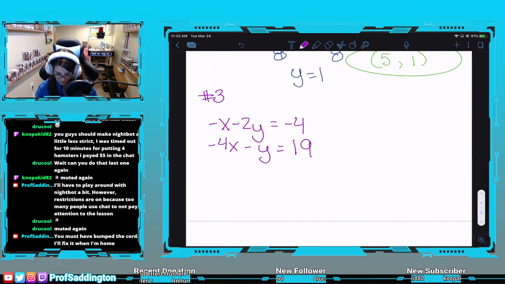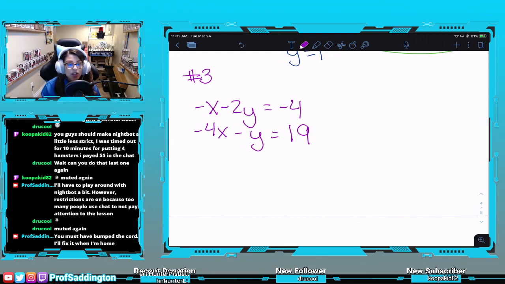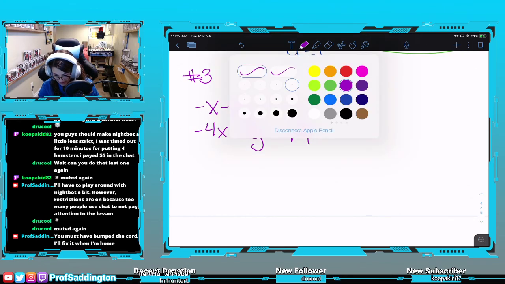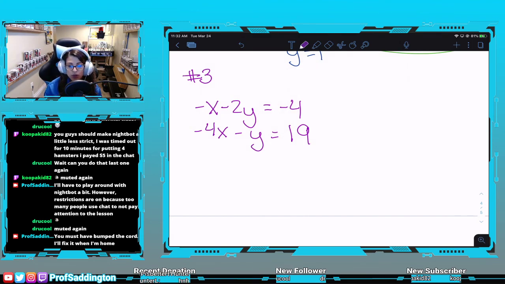Okay, one more example, and then we're going to call it a day. So this example is interesting because it just says negative x, and it also says negative y. So for this one, you got to remember, what is the coefficient when there's no number written? It's a 1. So if you want to insert a little 1 there, feel free to do so, but it is not necessary.